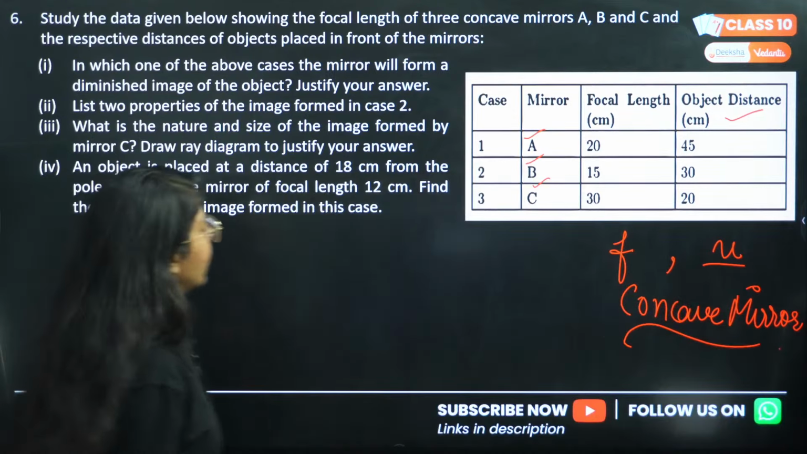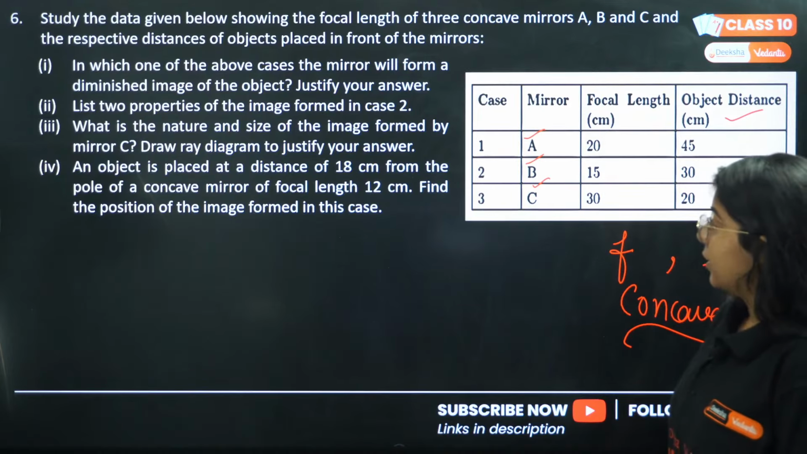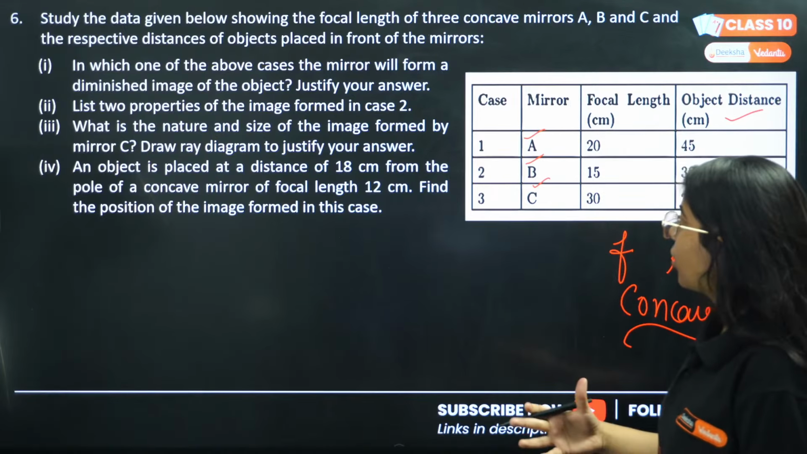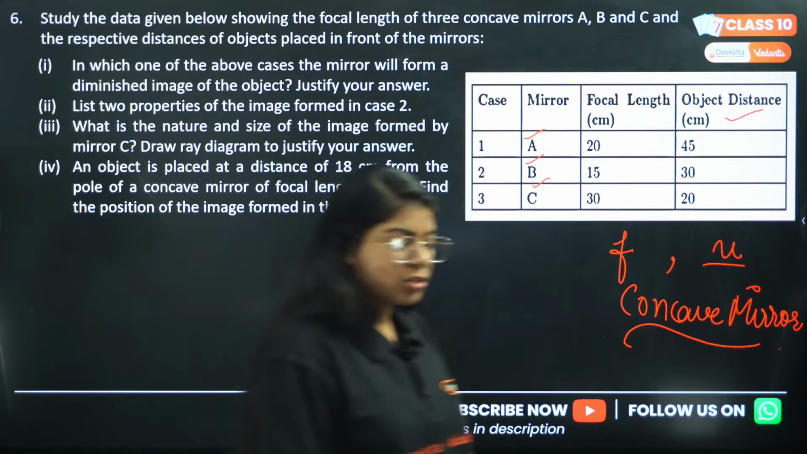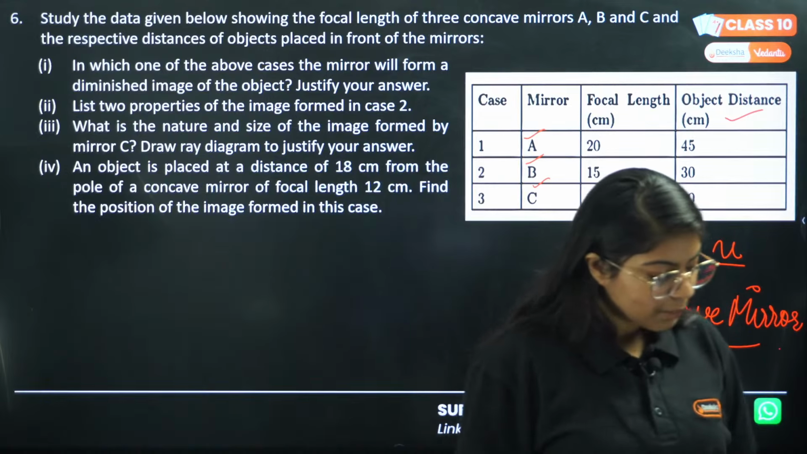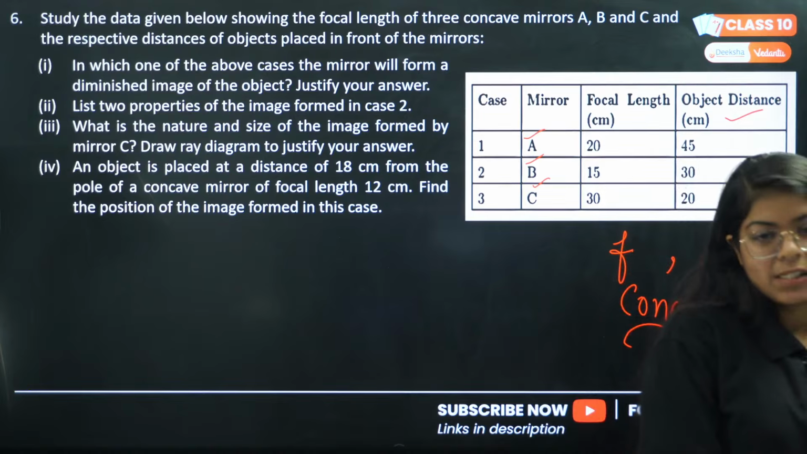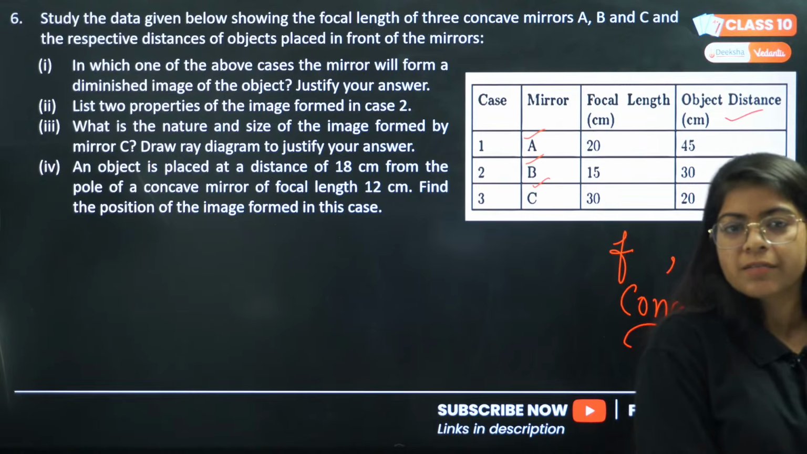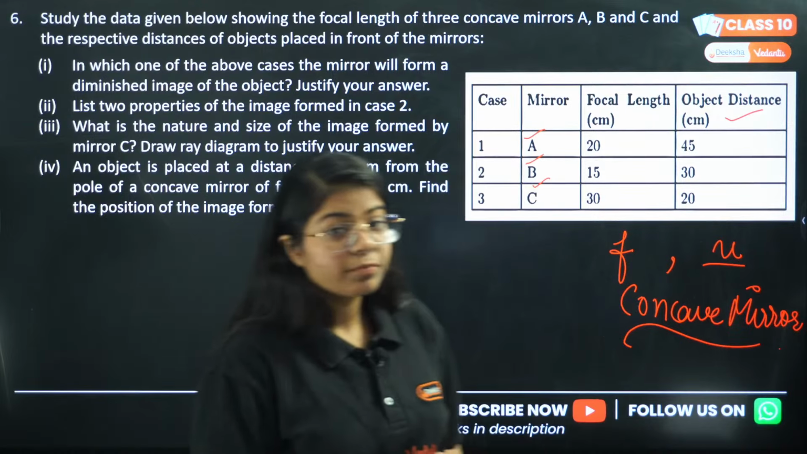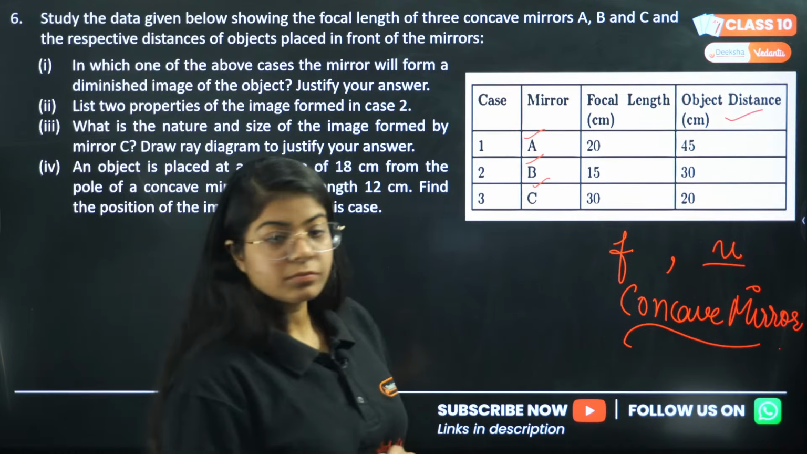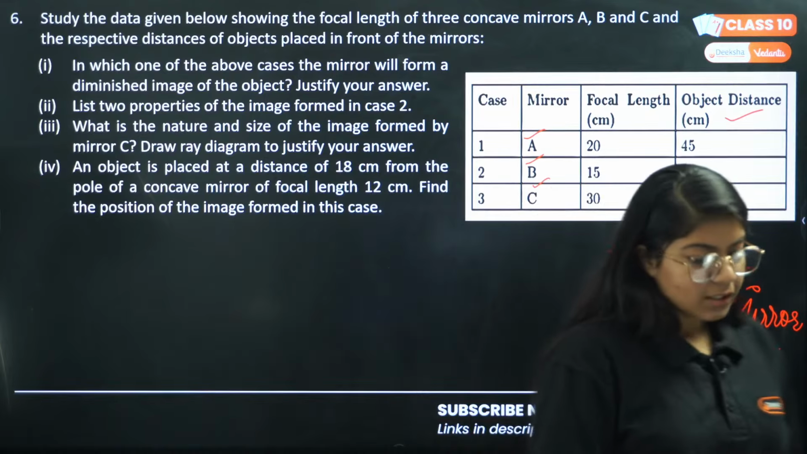Now what we need to find, in which one of the above cases the mirror will form a diminished image of the object? Let me know your answers. In which case, or in which of the mirrors will form a diminished image of the object? Mirror A, mirror B, or mirror C? Can anyone answer this question?